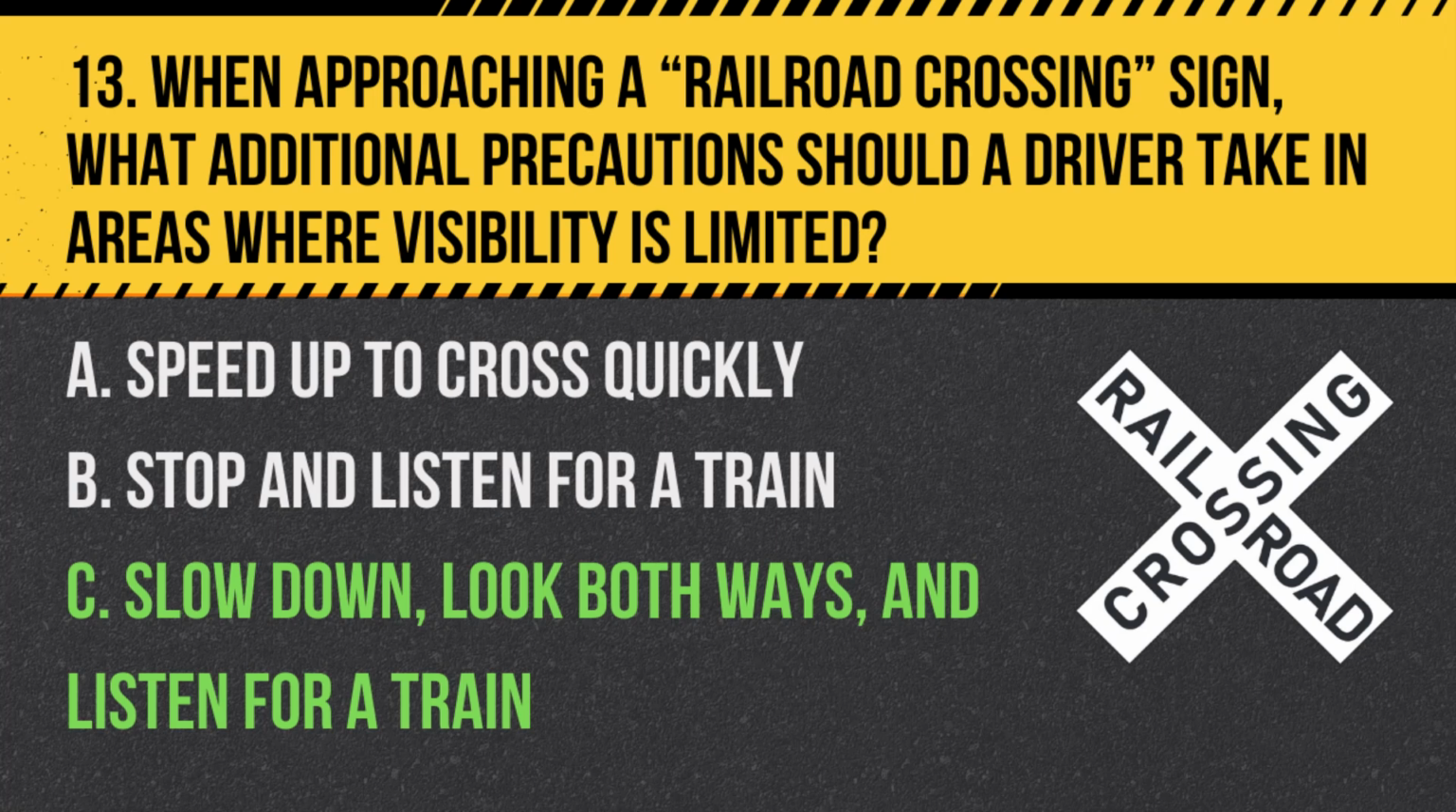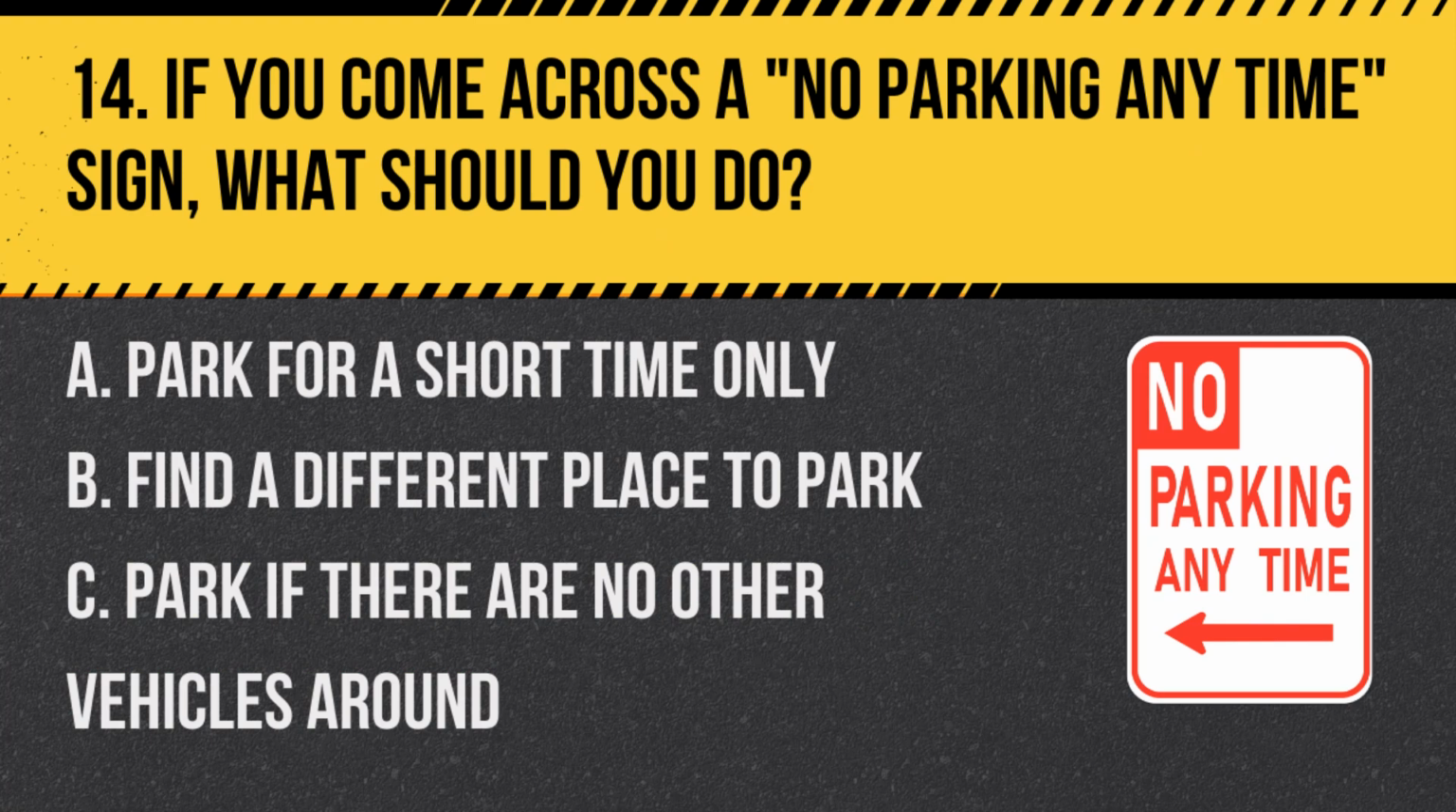train. Question 14. If you come across a no parking anytime sign, what should you do? A. Park for a short time only. B. Find a different place to park. C. Park if there are no other vehicles around. Answer. B. Find a different place to park. If you see a no parking anytime sign, you should find a different place to park.